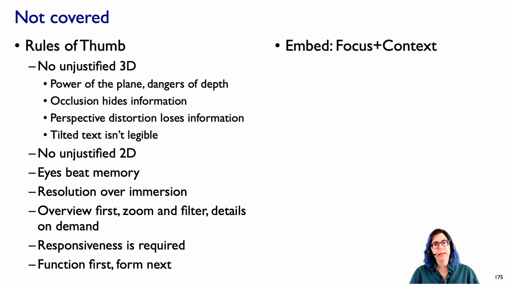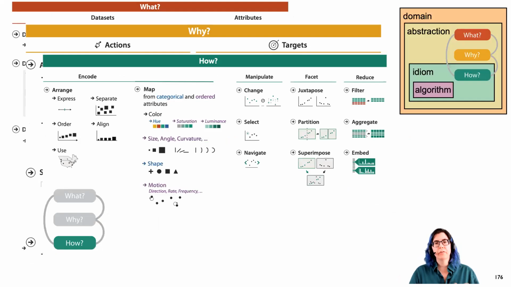Now, we're nearing the end of the tutorial, and there's certainly some stuff in the Visualization Analysis and Design textbook that's not been covered, a number of rules of thumb, also the idea of embedding both focus and contextual information with a careful combination of aggregation and filtering. That's sort of a sophisticated version of reducing data. But what we will do for now is wrap up.